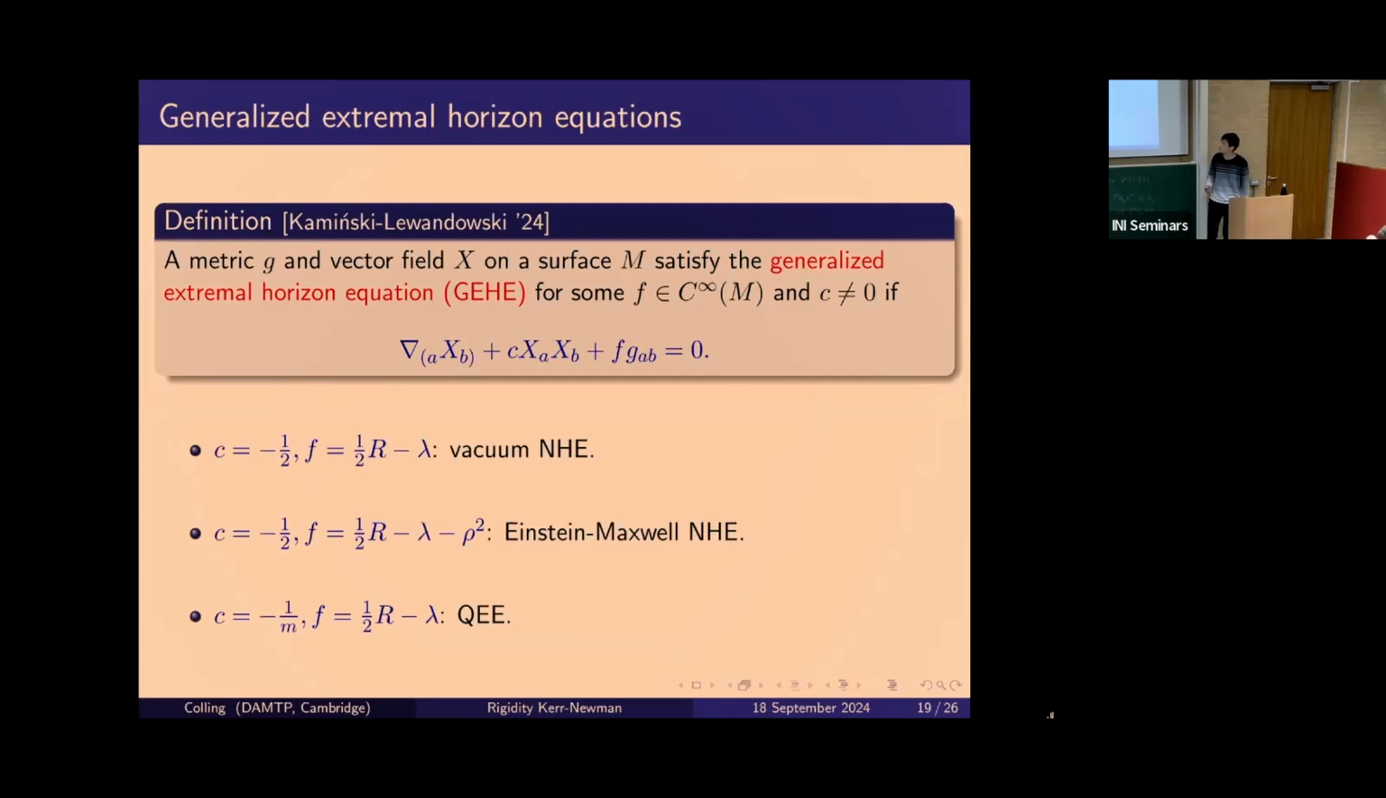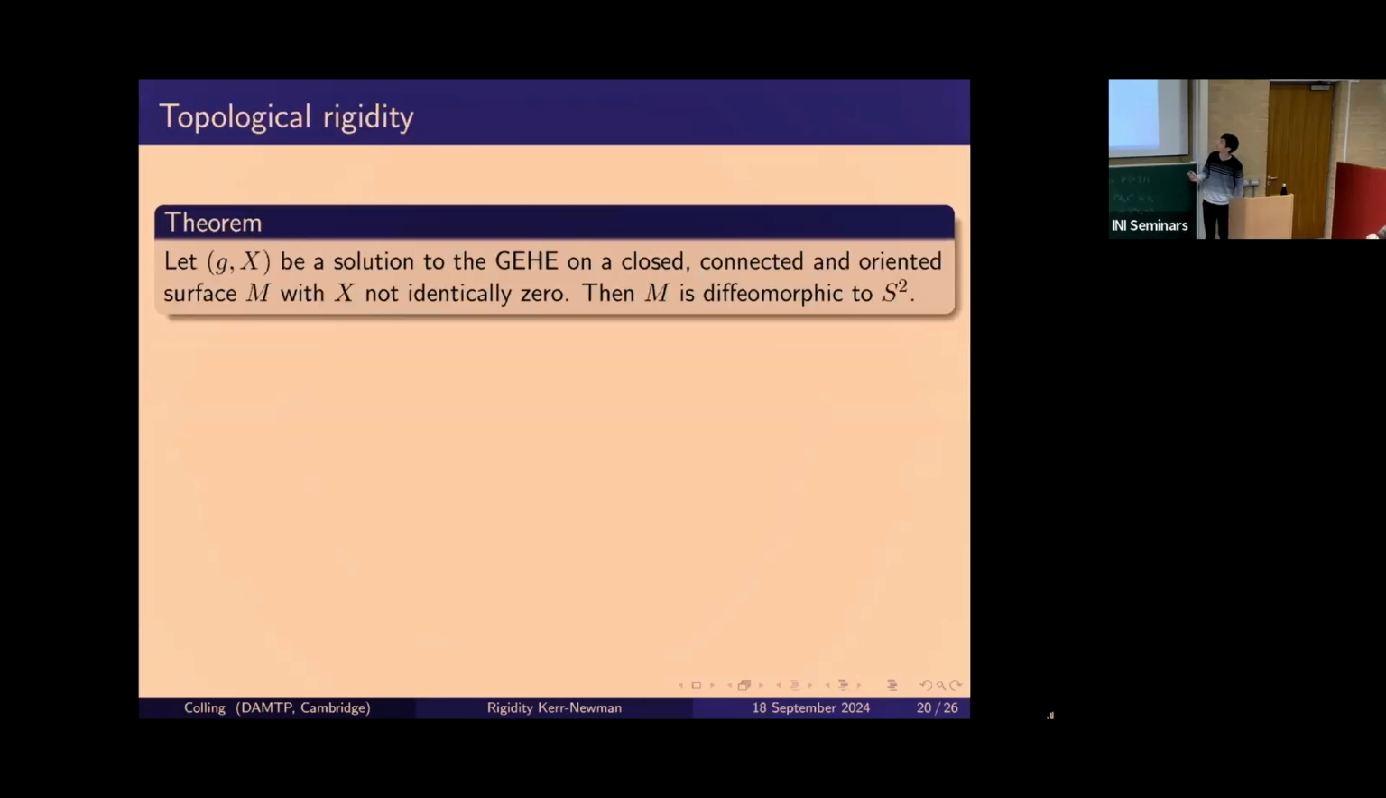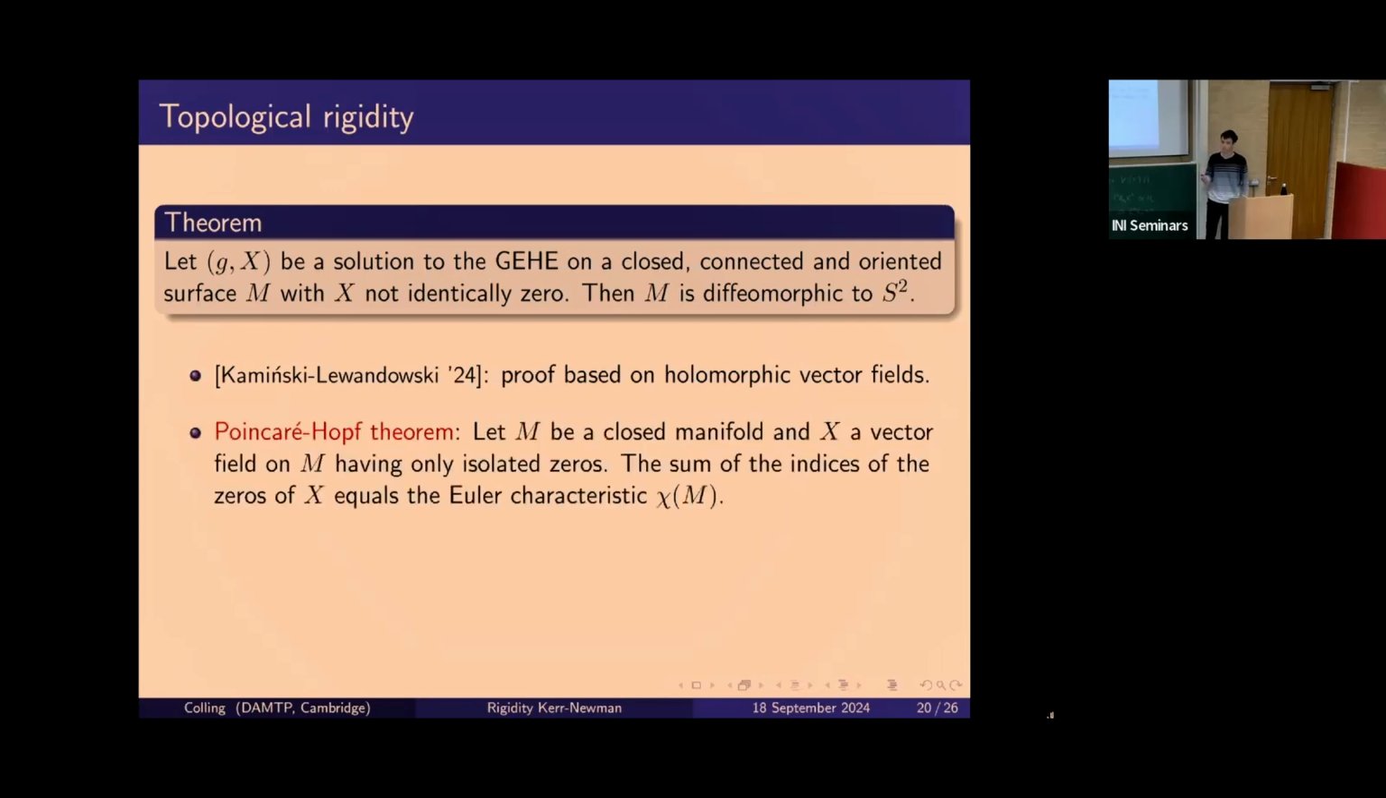And the result I would like to present is the following theorem, which states that whenever x is not identically 0, then any solution on a compact surface up to a cover must be on the sphere. And so this was proven by Kaminsky and Lewandowski by showing that such a surface needs to admit a holomorphic vector field. And I would like to present a different proof, which is based on the Poincaré-Hopf theorem. And this has the additional advantage that it imposes some restrictions to solutions in higher dimensions as well.